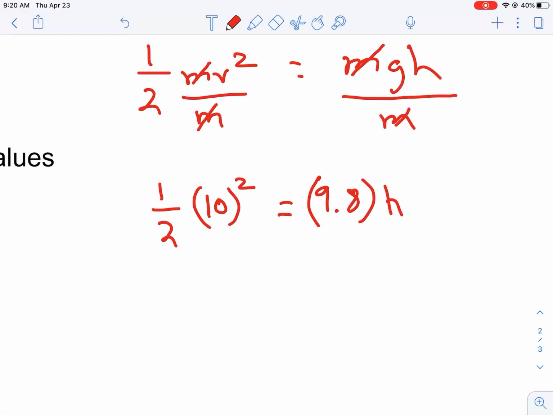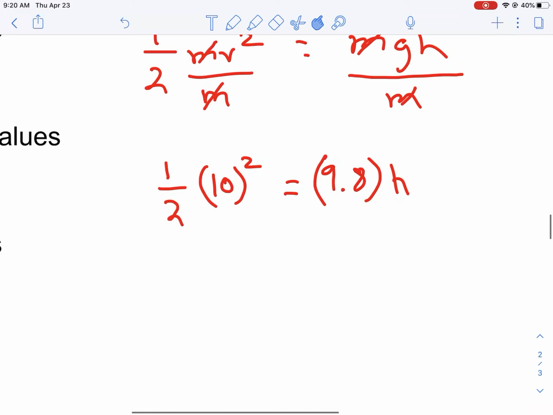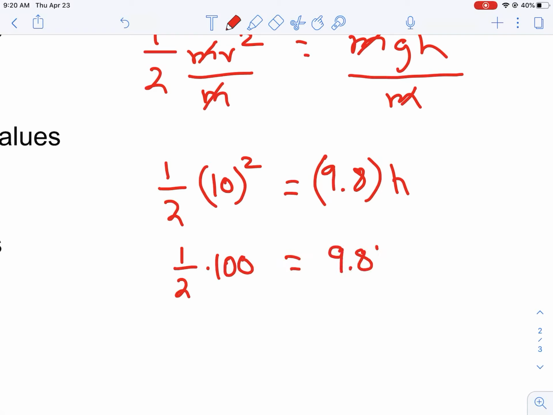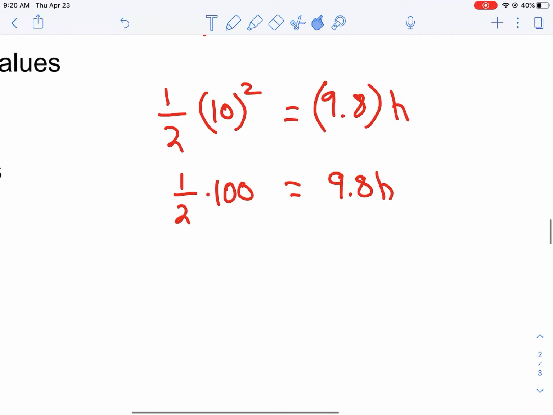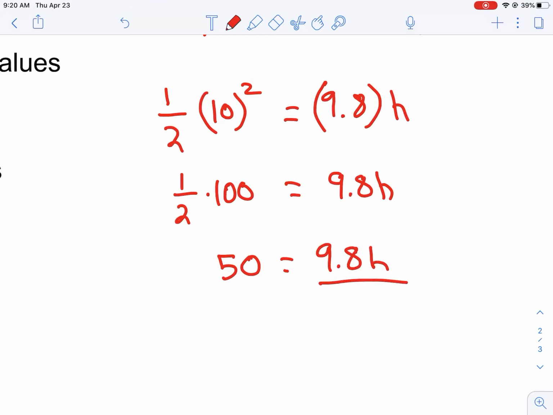And let's solve. So PEMDAS, parentheses, exponents, multiplication, addition, subtraction. PEMDAS tells us our order of operations. So what do we have to do first? We have to square this 10. So 1/2 times 100, I just squared that 10, equals 9.8 times h. I just got rid of those parentheses. They weren't really helping me understand the math. 1/2 times 100, that's 50. Half of $1 is 50 cents. So 50 equals 9.8 h.